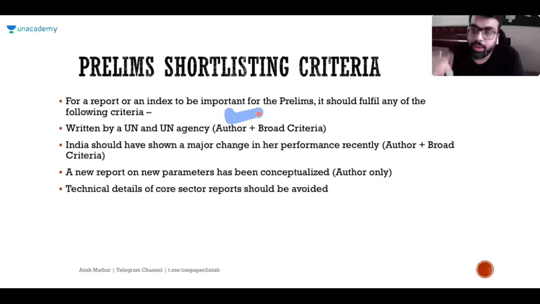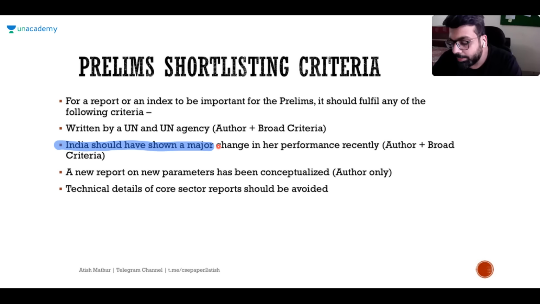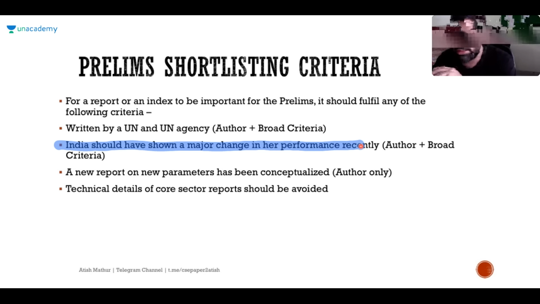Two, because you're writing a domestic exam, so the reports must have something to do with India. So the second criteria would be, India should have shown a major change in her performance recently. Now, this usually is a positive change. For example, ease of doing business index, but 90% of the time, it's always a positive change. If there's a positive change, then that report becomes important.